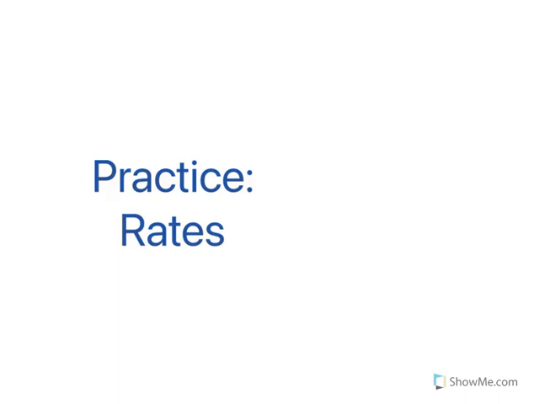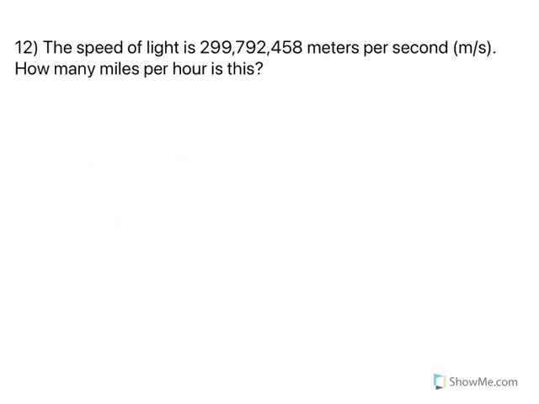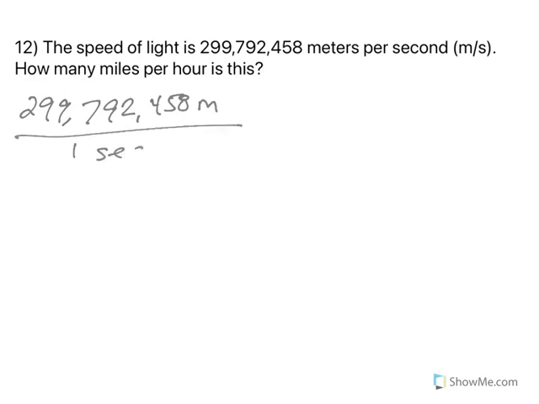Let's practice with rates and with some dimensional analysis. Now here in number 12, the speed of light is 299,792,458 meters per second. How many miles per hour is this? Okay, so in thinking about this number, 299,792,458 meters per 1 second.